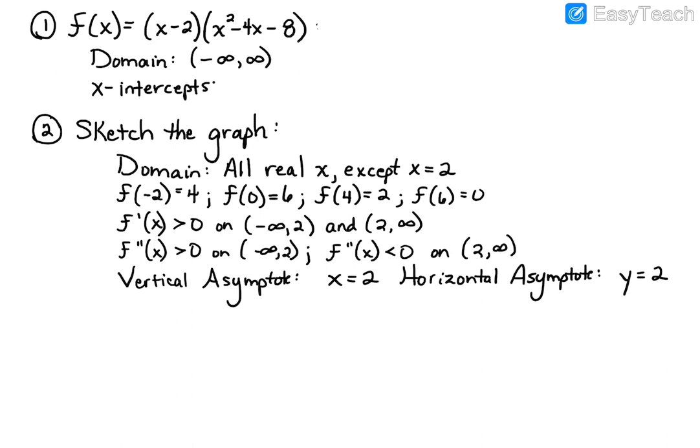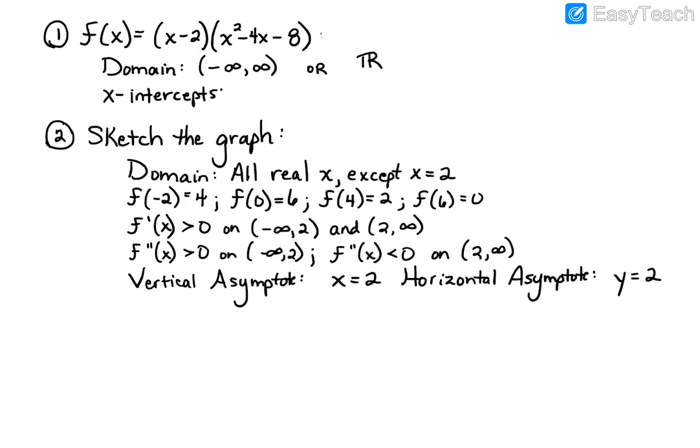which if you want to write it in interval notation, you write it from negative infinity to positive infinity, or if they allow you just to put the R, you can just say it's all real numbers using that scripted R. Remember, for x-intercepts, we have to set our original function equal to 0.